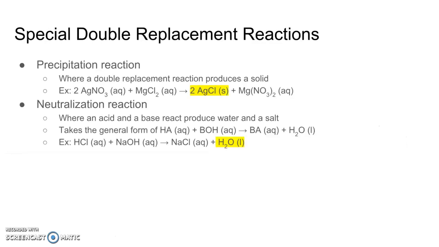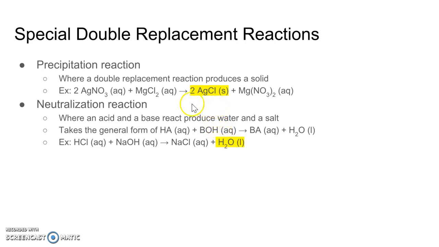All right, I also already told you about the two different types of special double replacement reactions, precipitation reactions and neutralization reactions. Remember, precipitation reactions are where a double replacement reaction produces a solid, and a neutralization reaction is where you have an acid and a base, which are always in the form of HA and BOH in this class, and they end up producing water and a salt.